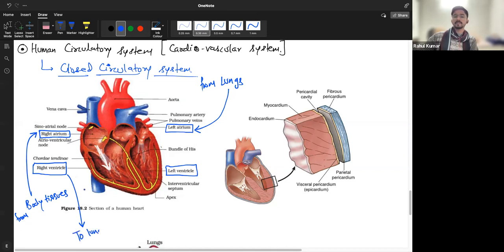Then something happens in the lungs, and we know that from lungs it comes into left atrium. From the left atrium, it goes down into the left ventricle. And now where should it go from left ventricle? To body tissues, correct? Is this part clear?